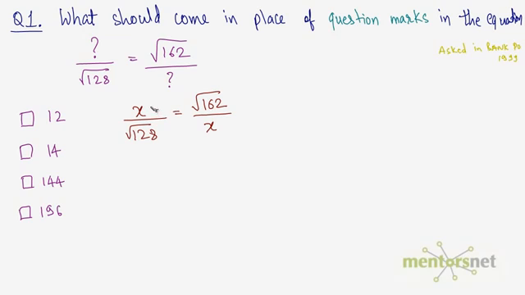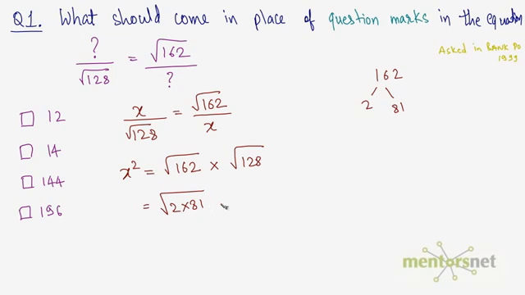So moving this x to the left hand side of equal to and moving this root 128 to the right hand side, we get x square is equal to root 162 times root 128. Now let us divide both 162 and 128 by 2 so that we can express them in multiples of 2. So 162 when divided by 2, you get 81. So 162 can be written as 2 times 81. This is equal to under root of 2 times 81. And 128, if it is divided by 2, you get 64. So 64 times 2 is 128. So you have root of 2 times 64.